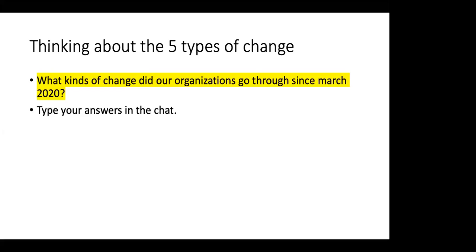So anyone else who would like to share what kind of changes were brought about when we went through since March 2020?